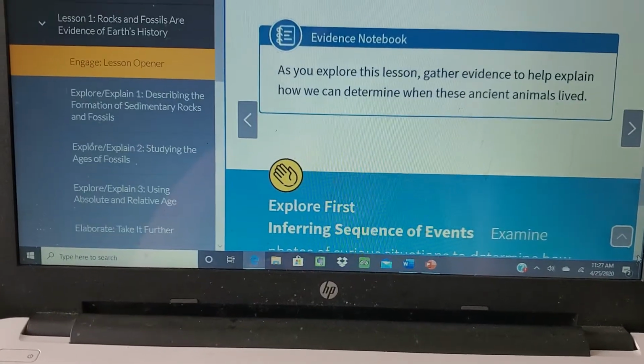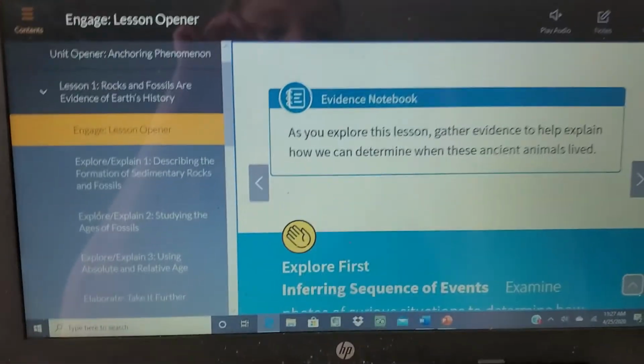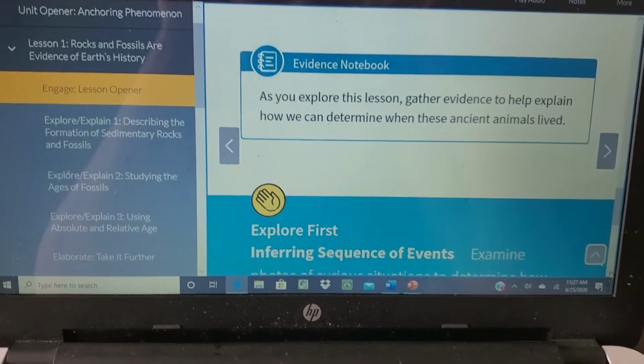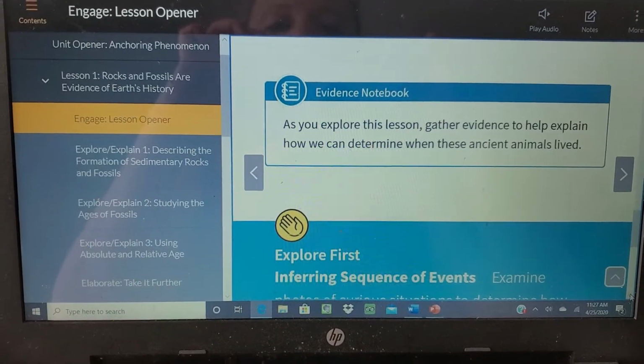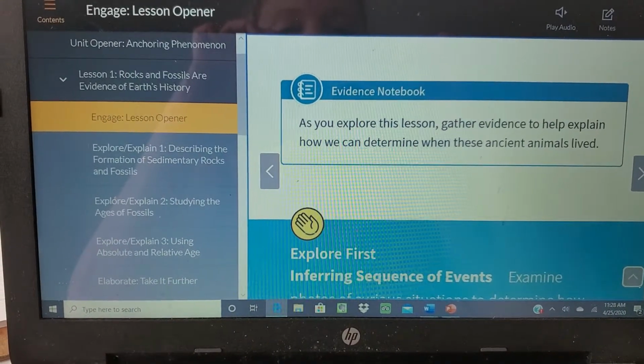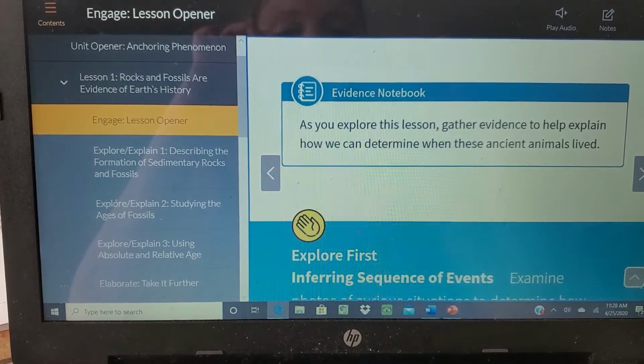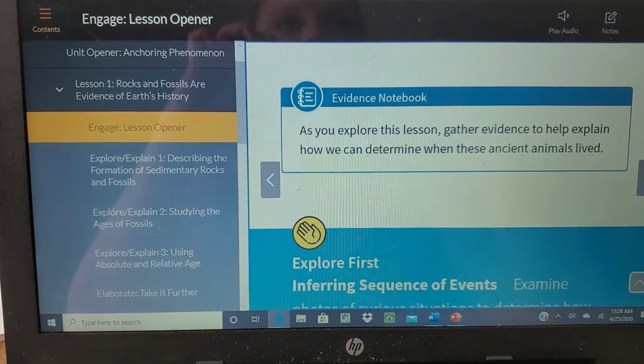Awesome. As you are finishing up answering your question, I see most of you are getting done. You're putting your hands up into our live feed saying you are done. So let's look into our evidence notebook. As you explore this lesson, gather evidence to help explain how we can determine when these ancient animals lived.